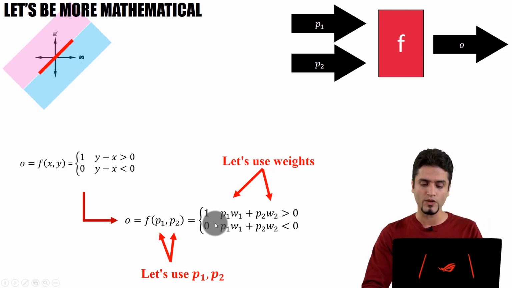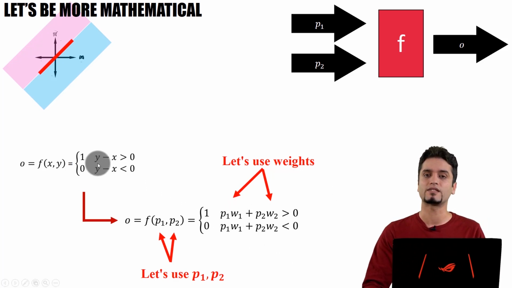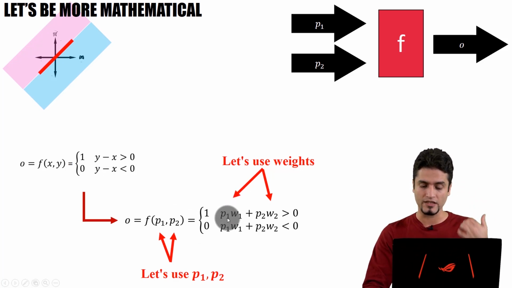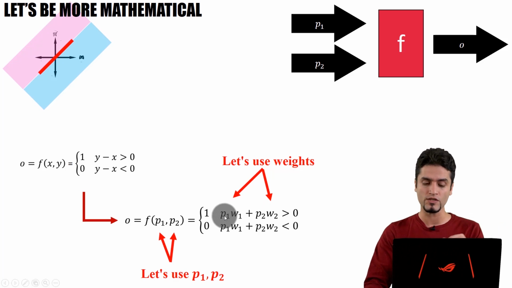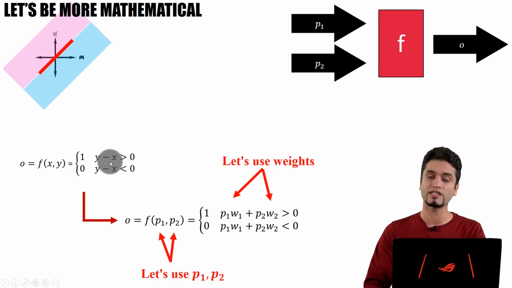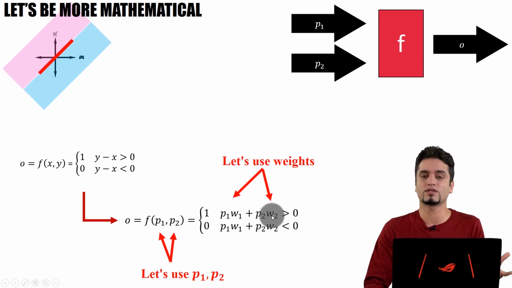So P1 and P2 are the inputs. What are W1, W2? Those are the weights that you multiply by y and x. And this time, because I changed them to P1 and P2, I would say the weights for P1 and P2. And remember, I had minus 1 here, so y minus 1 greater than 0. But because I have given it a weight 2, weight 2 can also be minus 1.